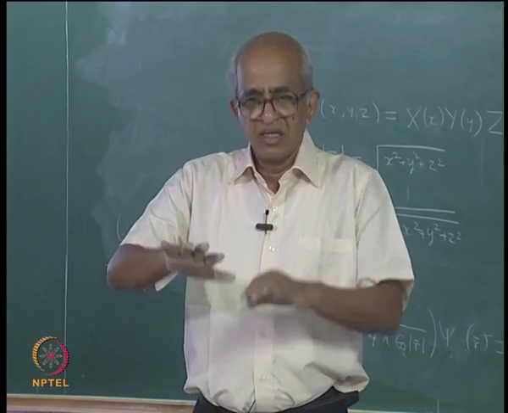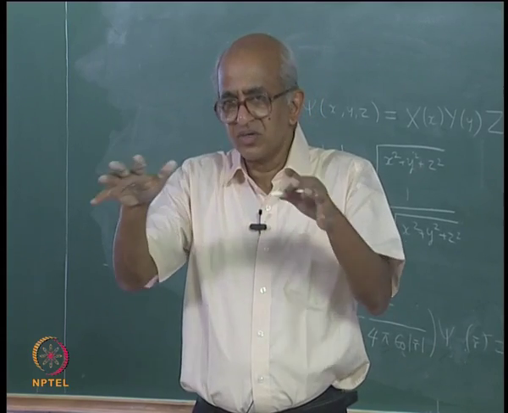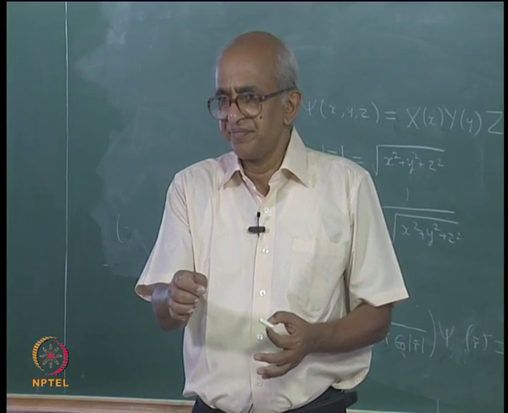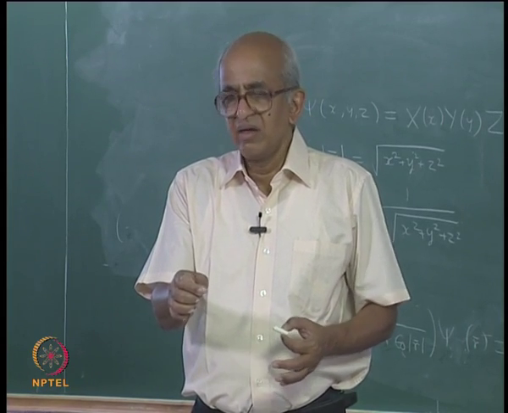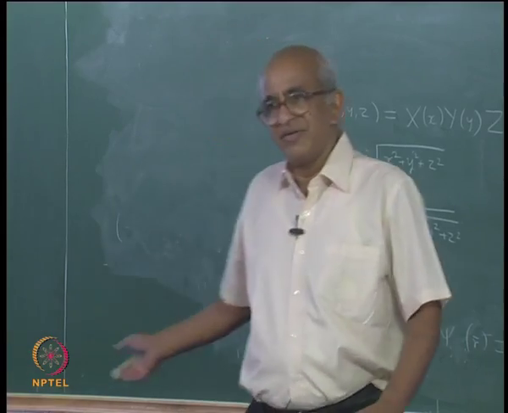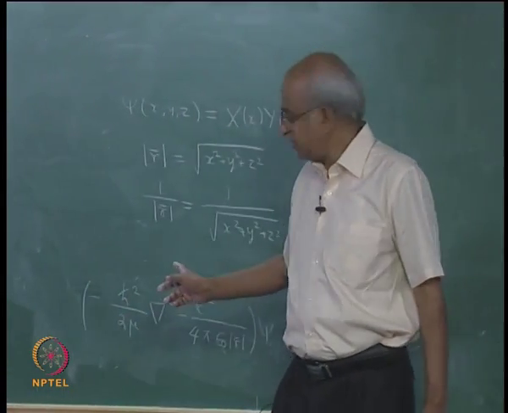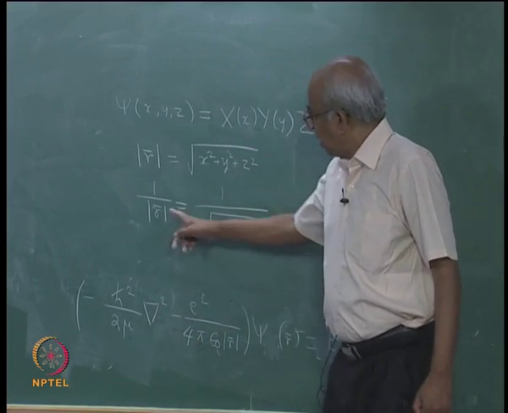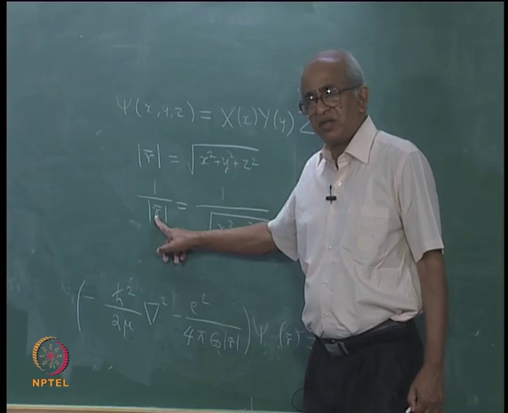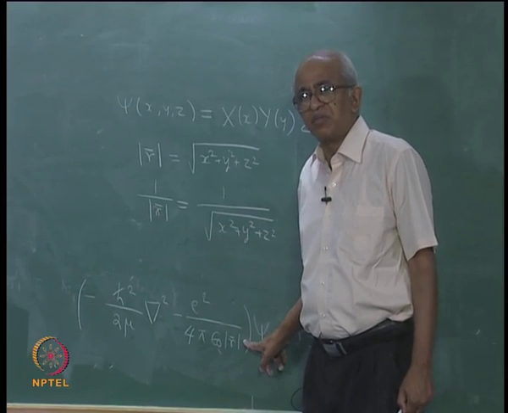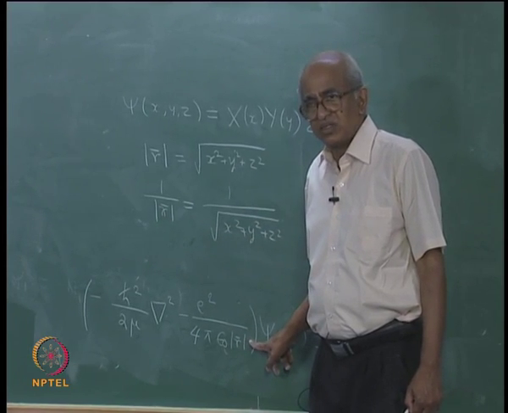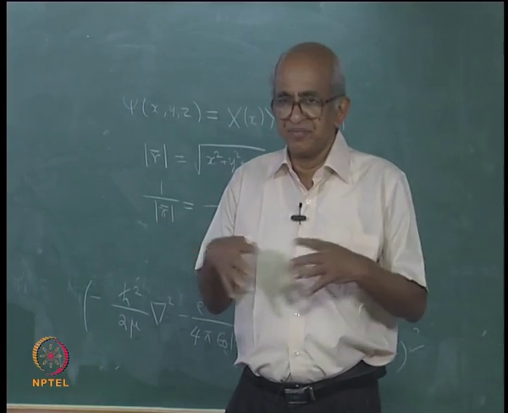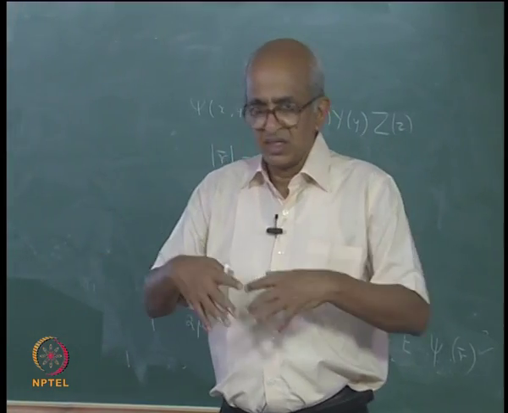Suppose I am thinking of all points on the surface of a sphere which surrounds the origin. Anywhere on the surface of that sphere, r will be a constant, and if r is a constant, the potential energy will be a constant. So this is a potential that has a spherical symmetry. That is the meaning.